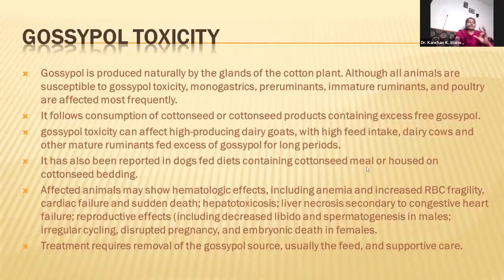And along with that, certain researchers have shown that it affects spermatogenesis and libido in males, and in females there will be irregular cycling, irregular ovulation, and if at all there is pregnancy, there will be embryonic death, and there may be abortion. So the only treatment we suggest here is removal of the cause, that is removal of the gossypol from the feed, and giving some supportive therapy.